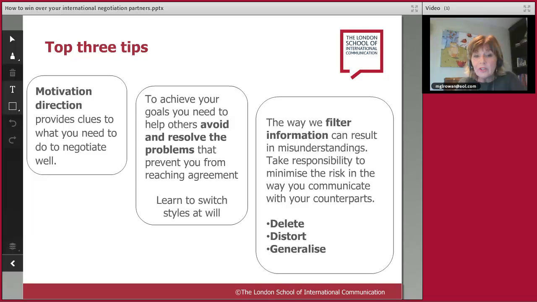The way we filter information can result in misunderstandings. Now, this will happen in any culture and in any language, but it's more prone to happen in international negotiations because of the differences, particularly where you have non-native speakers on either side. Take responsibility to minimize the risk in the way you communicate with your counterparts.